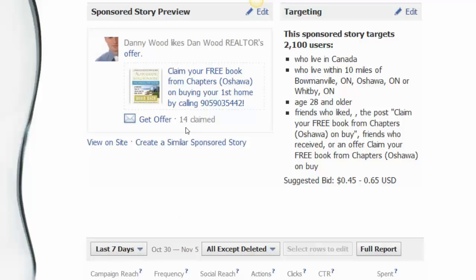I didn't think anybody was actually going to claim that offer, so I had to run out to the Chapters. I had to go to 3 or 4 different Chapters because there wasn't enough at one location, buy up these books and hand them out to the people. And a couple of them were actually realtors.